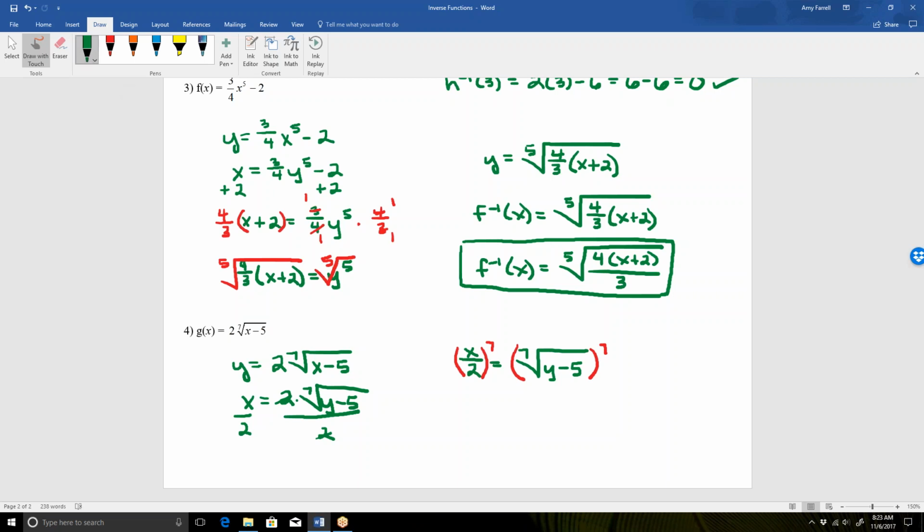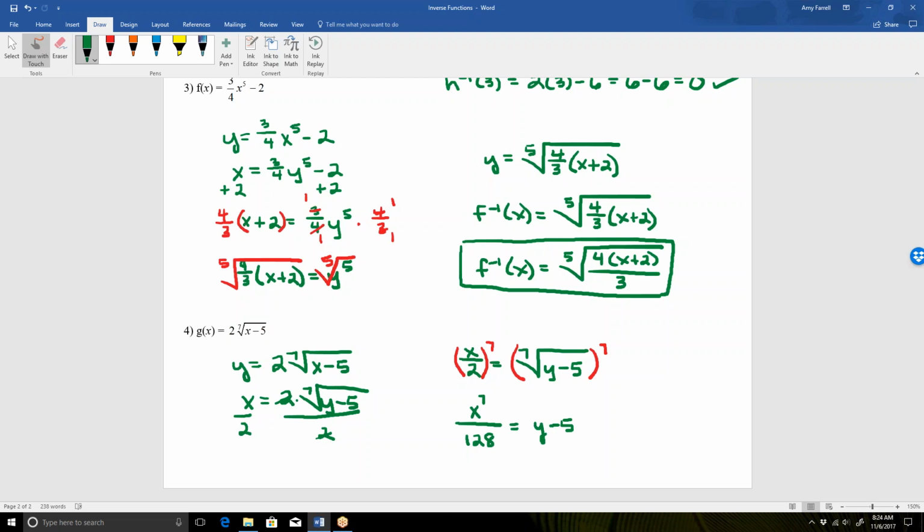So on the left, we have x over 2 to the 7th. You can leave it as x over 2 to the 7th like this in parentheses, or if you want, you could also raise both the numerator and the denominator to the 7th power. 2 to the 7th power is 128. Okay, and then when you take a 7th root and raise it to the 7th power, you get rid of the radical, and we just have y minus 5.